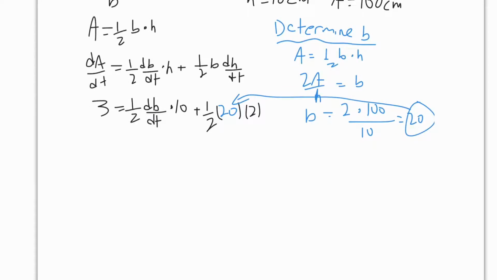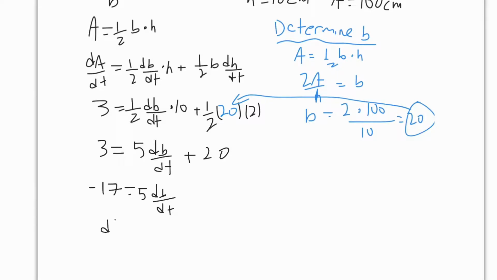So we're going to get 3 is equal to 10 and 1/2 will make 5 dB dt, plus 1/2 and 20 will make 10, times 2 is another 20. So we can move that over. Negative 17 is equal to 5 dB dt. And so our final answer will be dB dt is equal to negative 17 over 5.